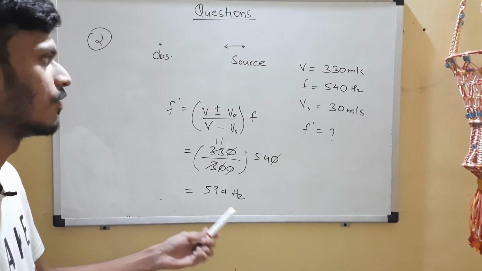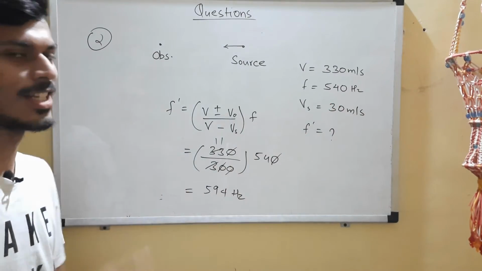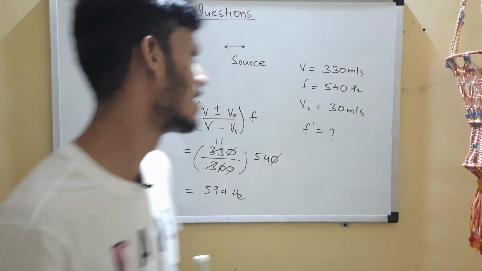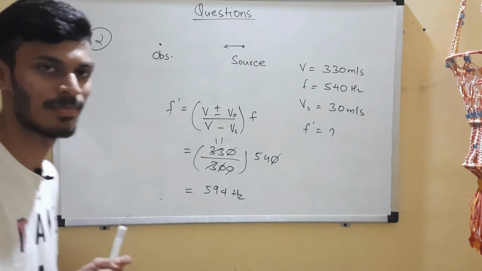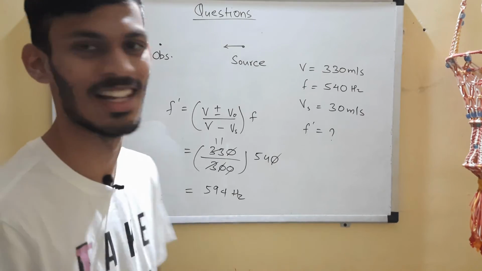So 594 hertz, okay, which is of course bigger than 540 hertz, and which is understandable because the source is trying to increase the apparent frequency, right? So yeah, that's our answer. Let's move to the next one.